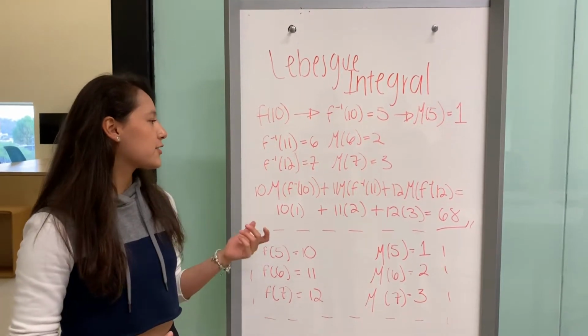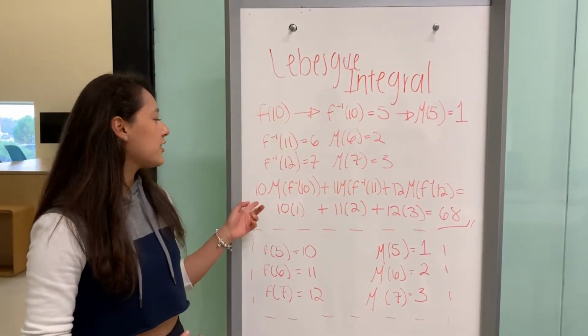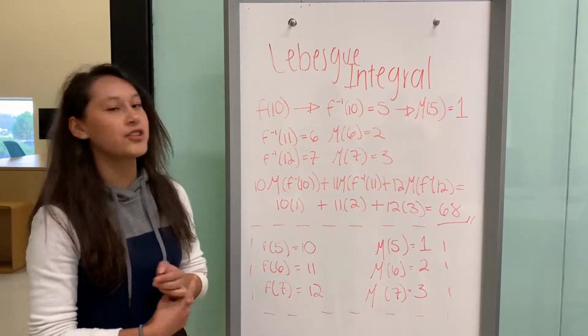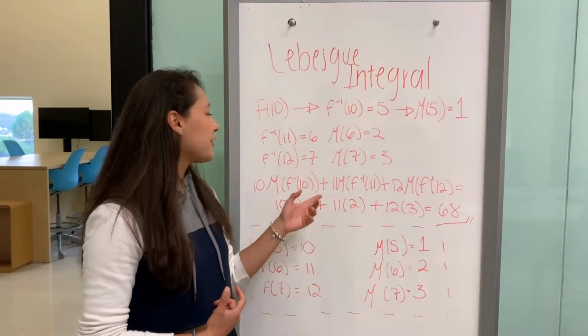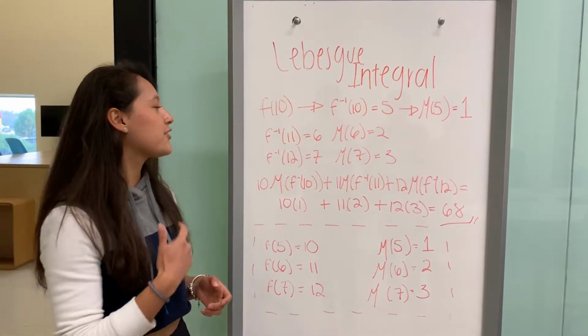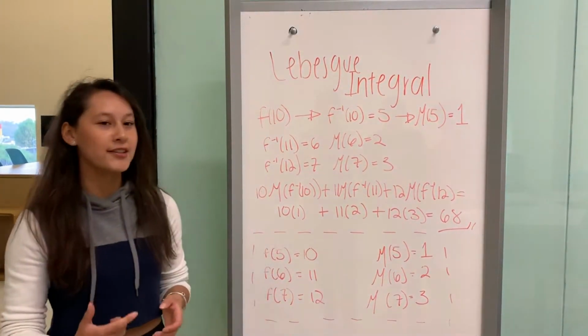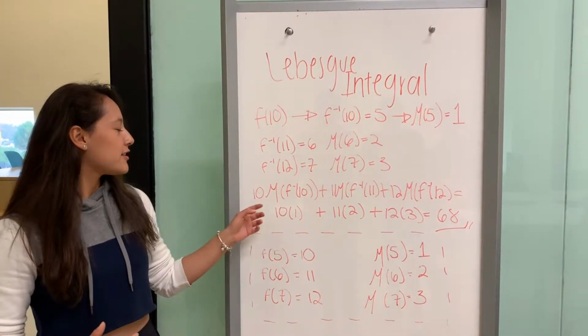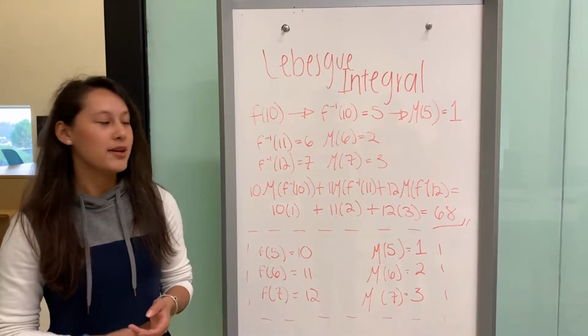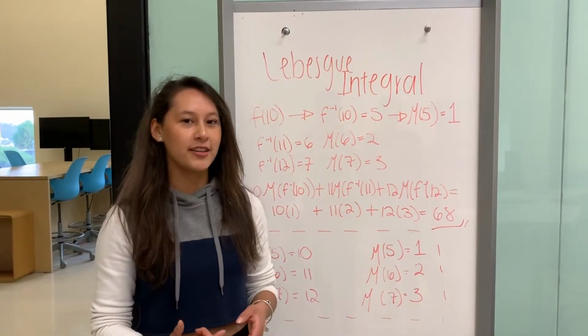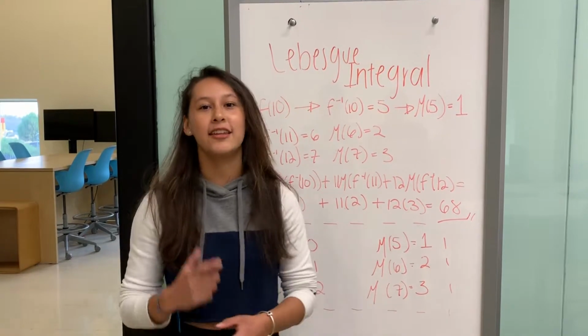Now we apply this to the formula. So we have 10 times the measure of the inverse image of 10, plus 11 times the measure of the inverse image of 11, plus 12 times the measure of the inverse image of 12, which is 10 plus 11 times 2 plus 12 times 3, and it's going to be 68. That is the Lebesgue integral of this function.